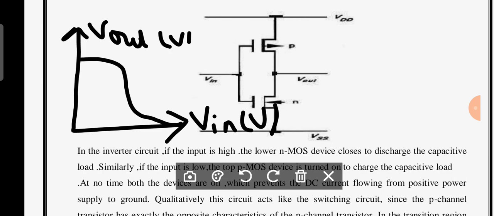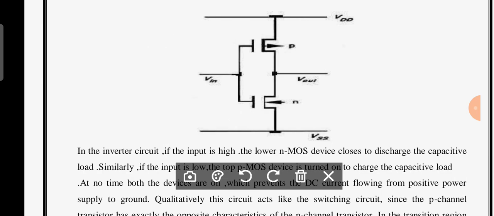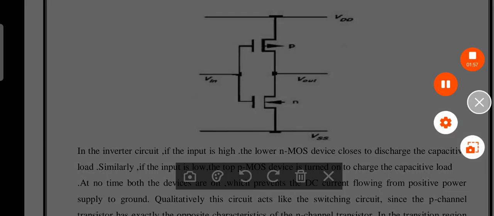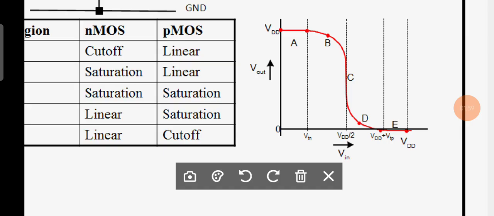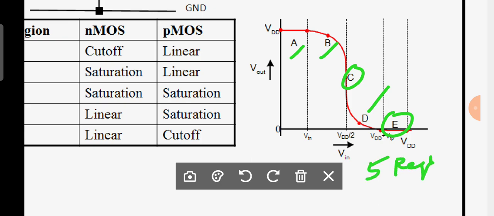If you look at the practical case, that means if you look very deeply at the analysis of the CMOS inverter, you can know the exact process present in it. Is it clear? Let's observe these transfer characteristics in various regions. Let us consider this is region A, region B, region C, region D, and region E. How many regions are there? Five regions. Are you clear?